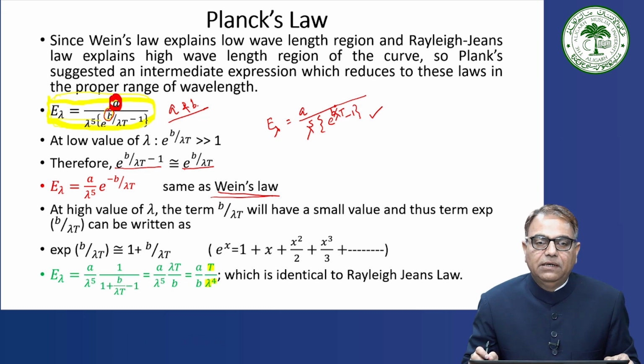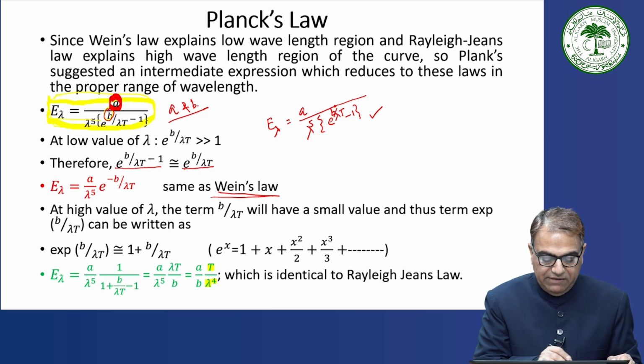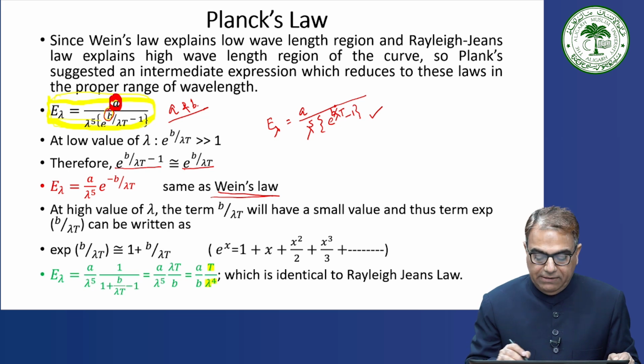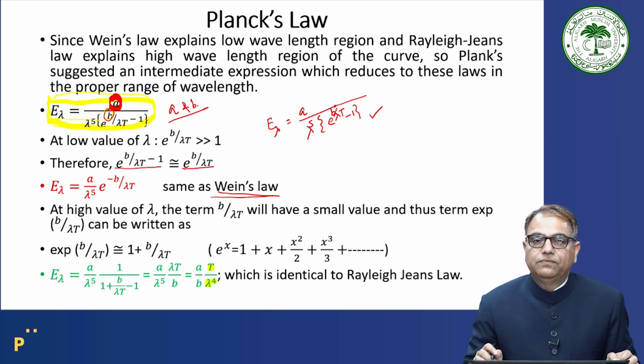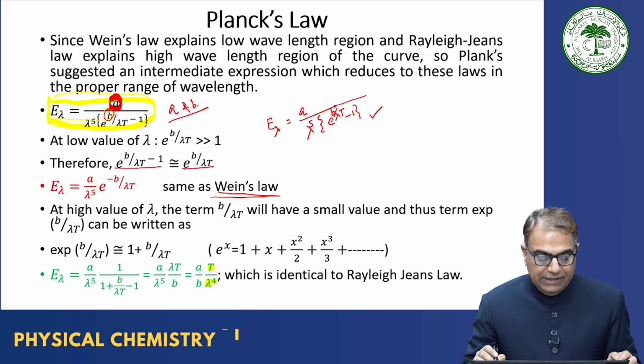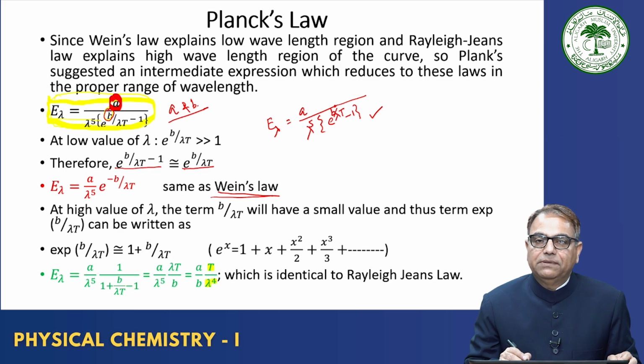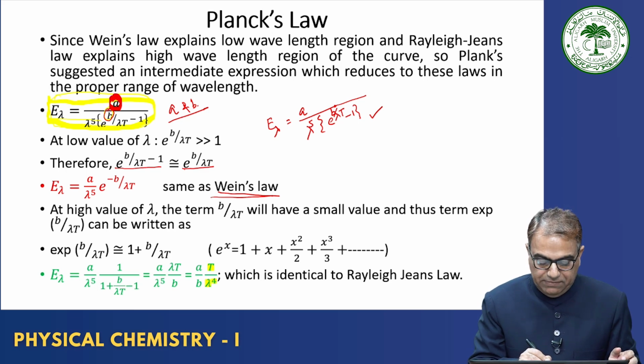So what Planck did is that he gave an equation which reduces to Wien's law at low wavelength. And what happens when we go for higher wavelengths, longer wavelengths? At higher wavelength, B divided by lambda T will have a very small value, and thus this term can be expanded by this relationship.